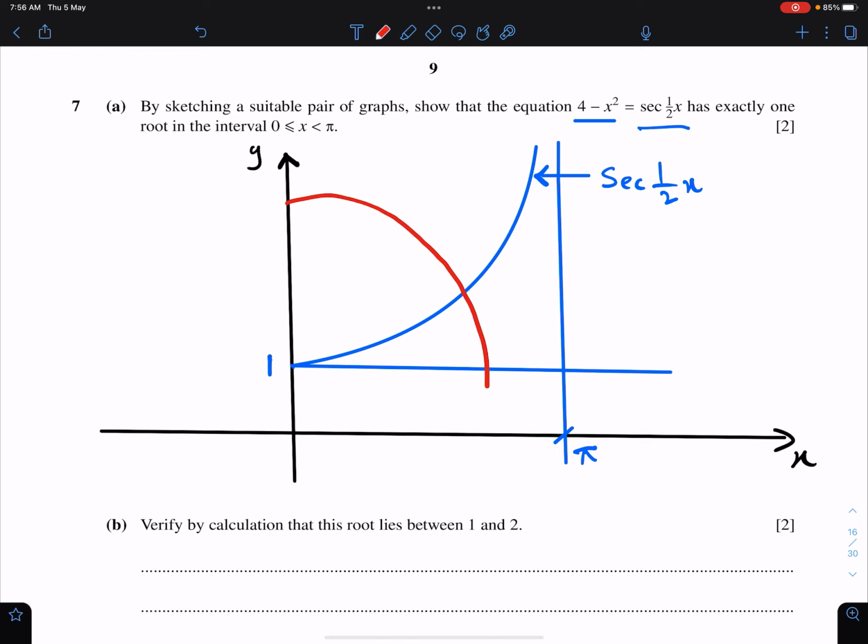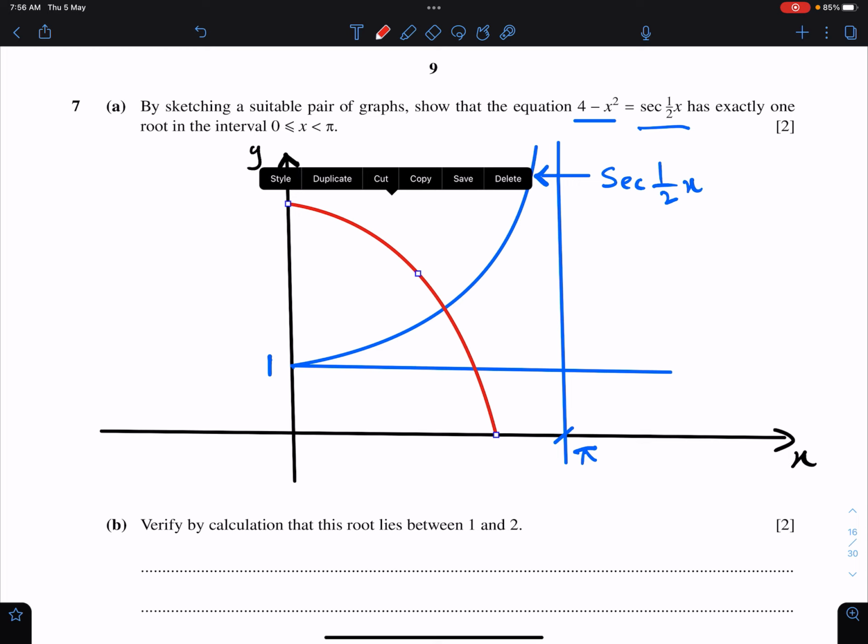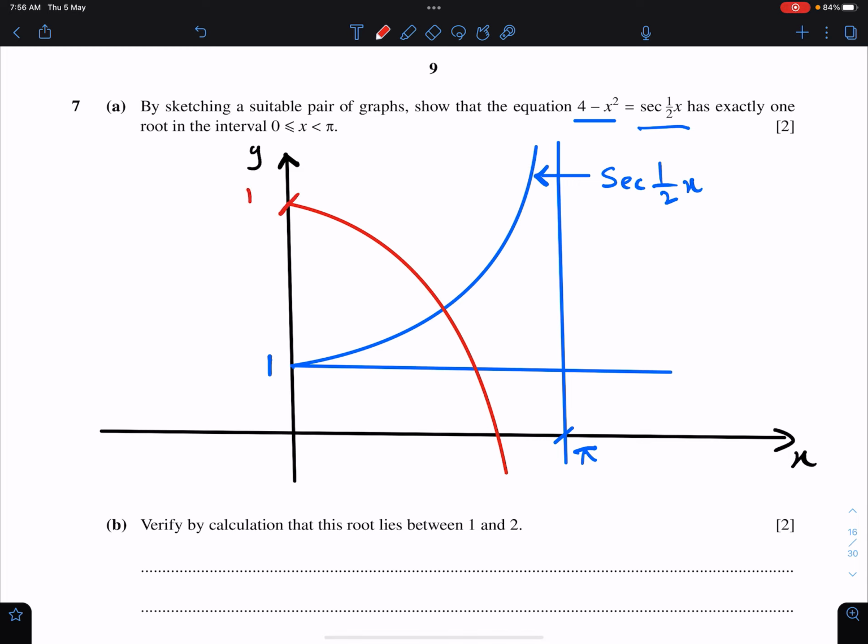This is 4 minus x square. This is 4. And according to this diagram, there is just one intersection point. Hence shown that this equation has just one solution from this interval, 0 to pi.